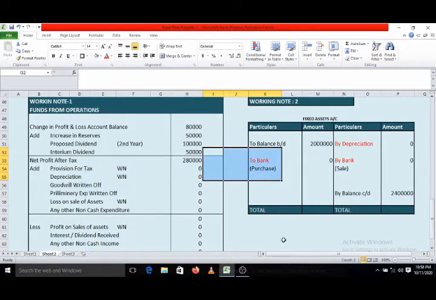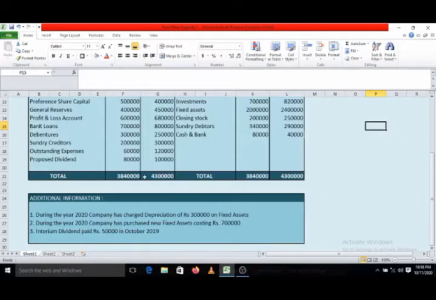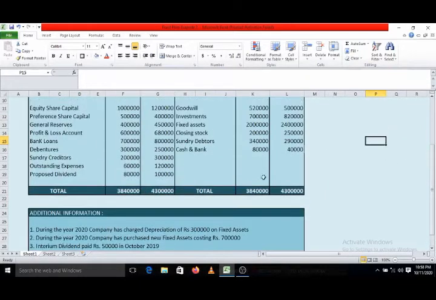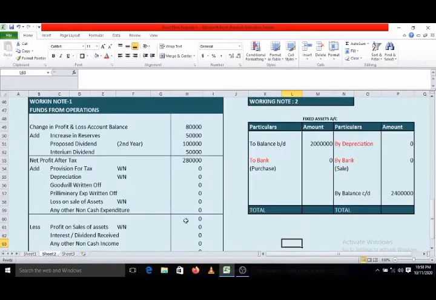Next, what is next? Further we have to add back some of the items. First one is a provision for tax. Now check out the balance sheet. In this balance sheet, nowhere there is a provision for tax, and also no information in additional information. It means there is no provision for tax, no taxation paid. तो उसमें कुछ नहीं आता.